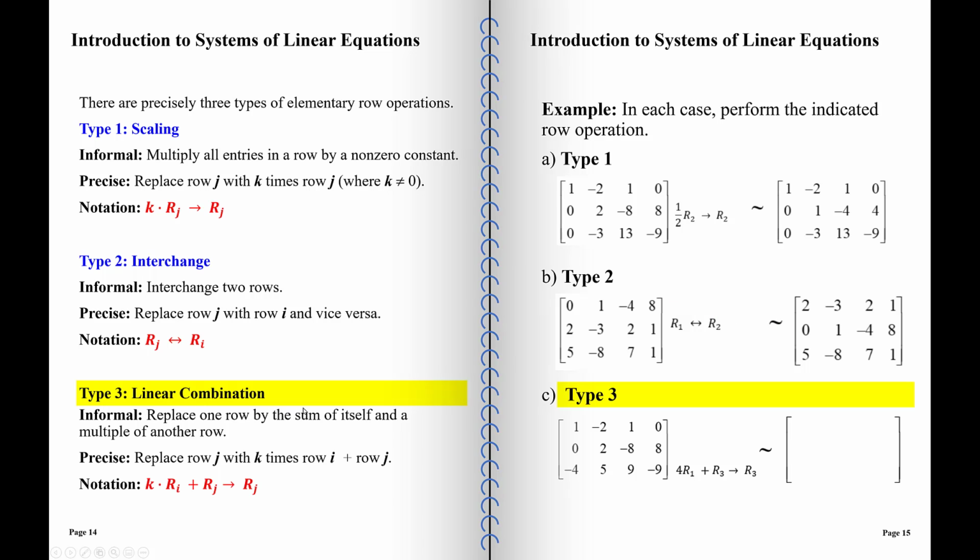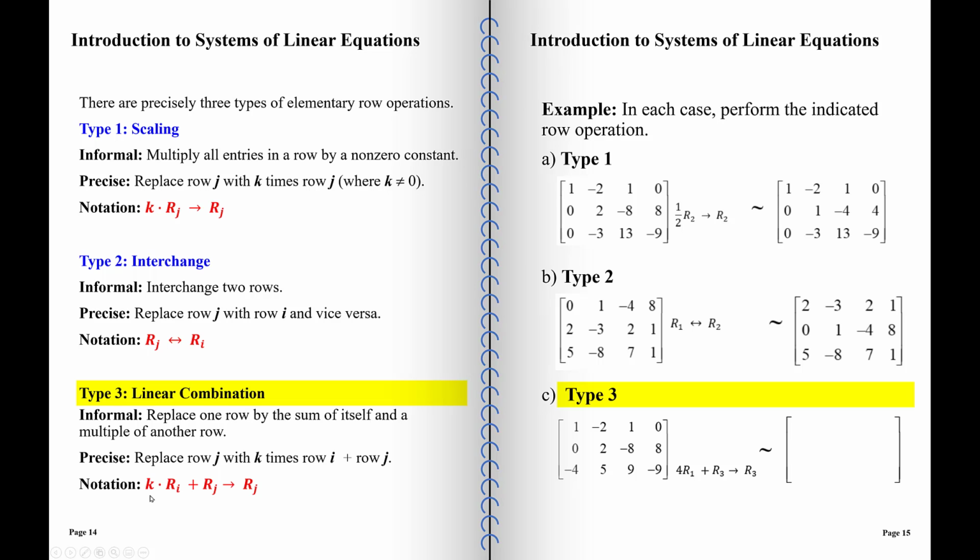Type 3, we call this a linear combination. Now this is very important to get the order right. If you did it wrong, you would still get a row equivalent matrix, but it may not be row equivalent by one step. And this will be important when we deal with elementary matrices in the subsequent section.